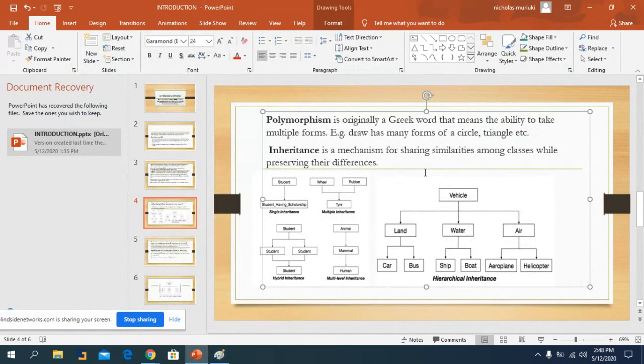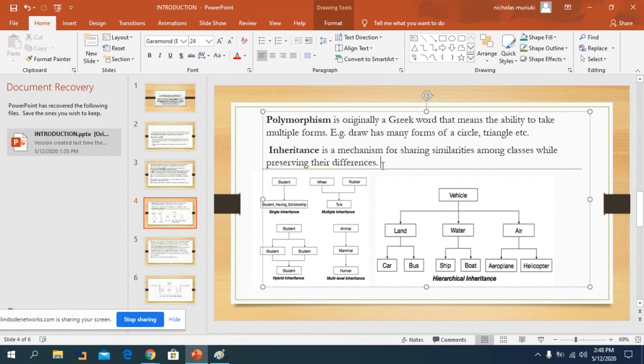Inheritance is a way of looking at different objects trying to relate with each other in either similar ways or in a way that purports to be similar. And that's why we say it is a mechanism for sharing similarities among classes while preserving their differences. So we are looking at a triangle, a rectangle, but do they have any similarity? Yes, they have.